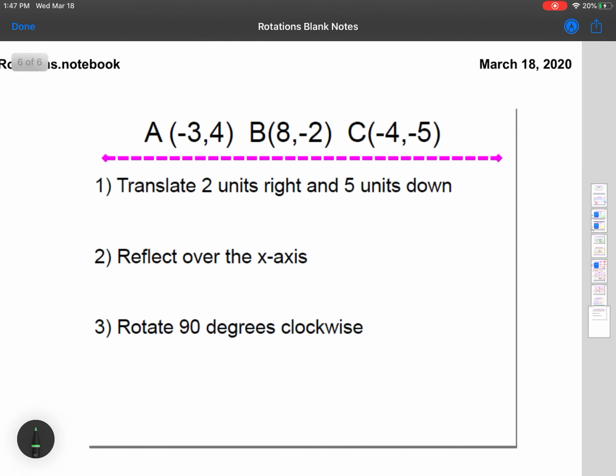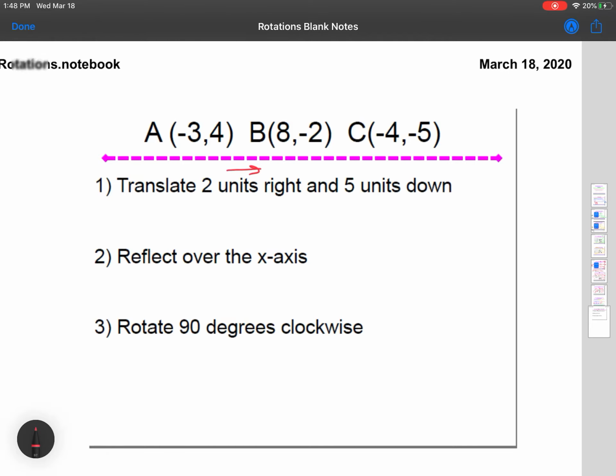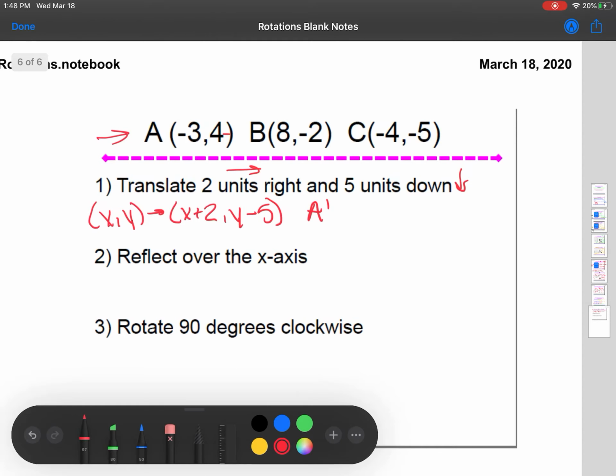All right. Now, we're back to practicing all different types. So, translating 2 units to the right, 2 units right. Right means that I'm adding to my x values. So xy becomes x plus 2 and 5 units down. Going down means I'm subtracting my y values. Y minus 5. Okay? So my A prime from these points up here, that's what we're using on this.